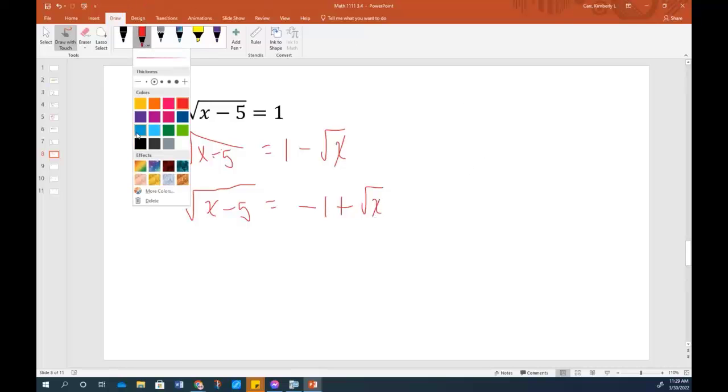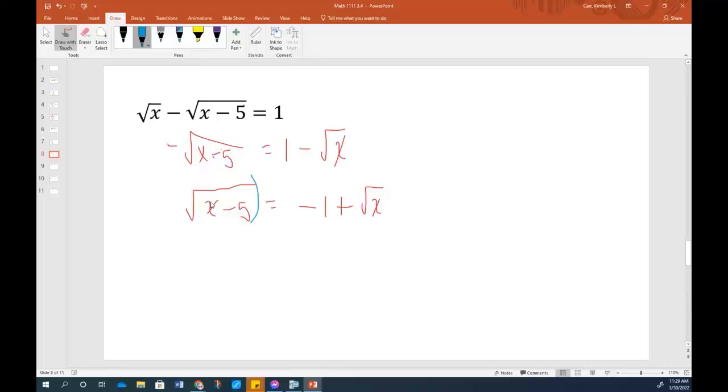Okay, now that we've got the radical by itself, you want to take both sides of your equation and raise it to the power of this radical. Now I'm focusing in on this left one because it's the one that's by itself. It's the only one we're really going to get rid of in this step. So when I square both sides here, on this left-hand side, it simply undoes that square root, and I get x minus 5.